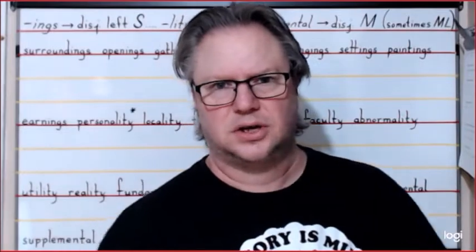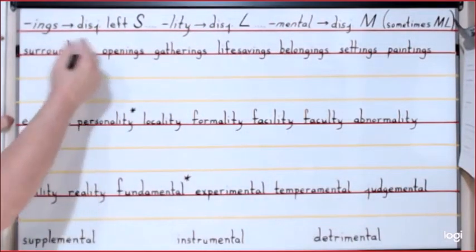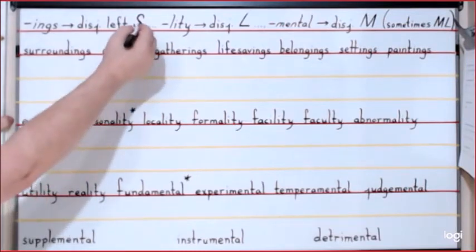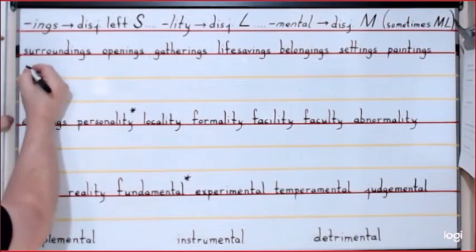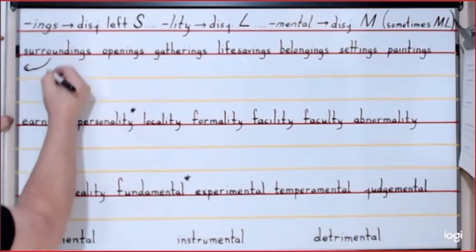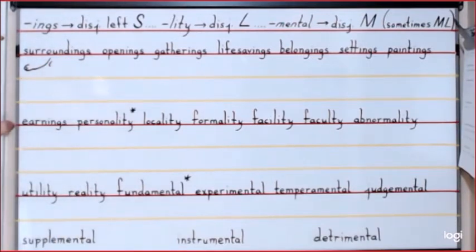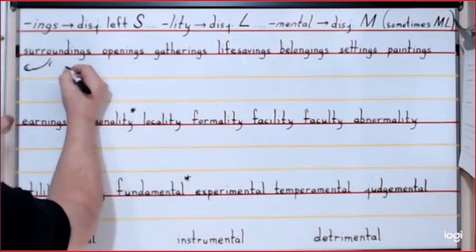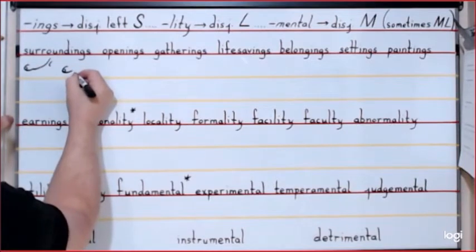The suffix ings, I-N-G-S, is represented by a disjoined left S. So starting with the word surroundings, it's an S-E-R-N-D stroke, and then a left S disjoined. You can also shorten this a bit by skipping the N-D stroke, S-E-R, and then a disjoined S.